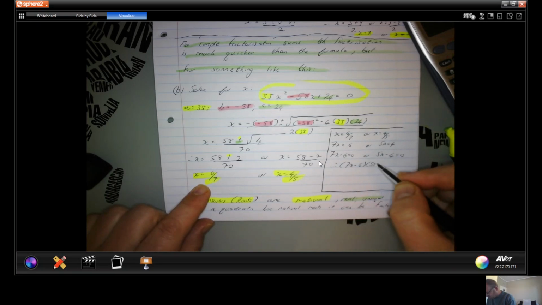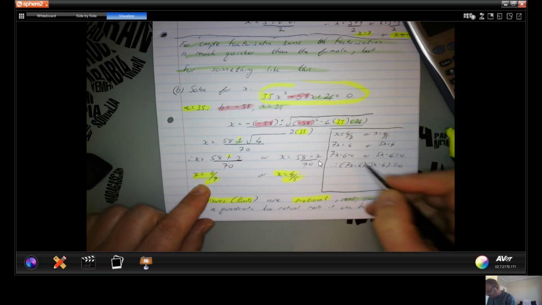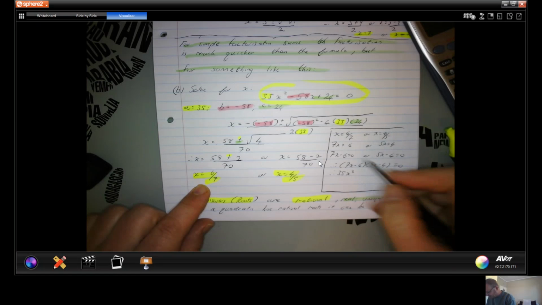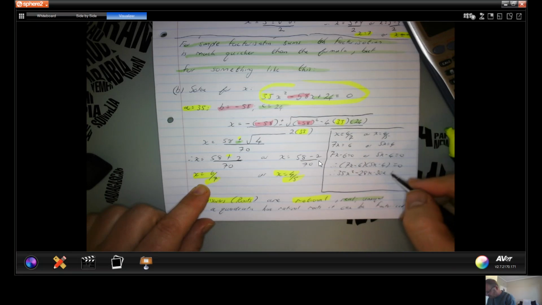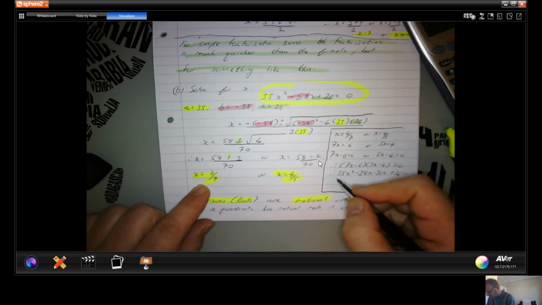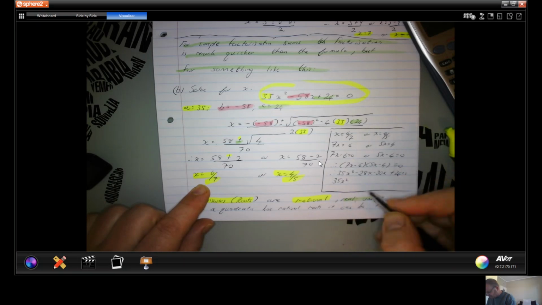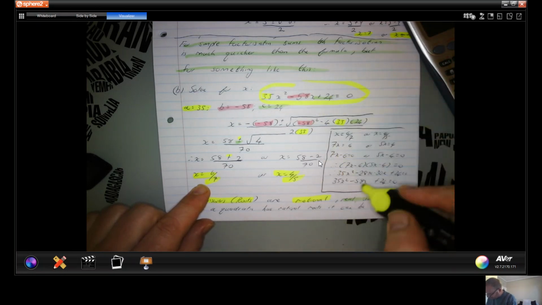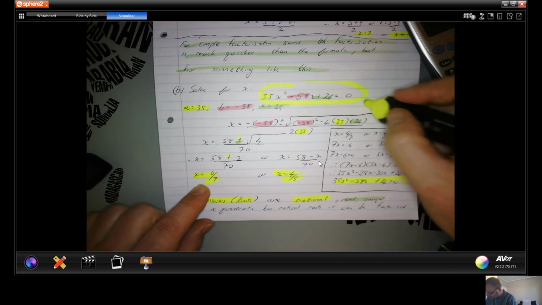So (7x minus 6) times (5x minus 4) is equal to 0. If you multiply that back out using FOIL, you get 35x squared minus 28x minus 30x plus 24 equals 0. So you get 35x squared minus 58x plus 24. In other words, we end up back at this equation over here, right?